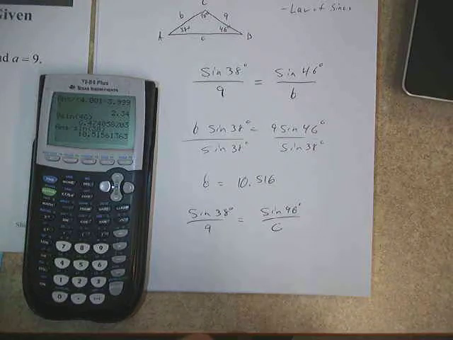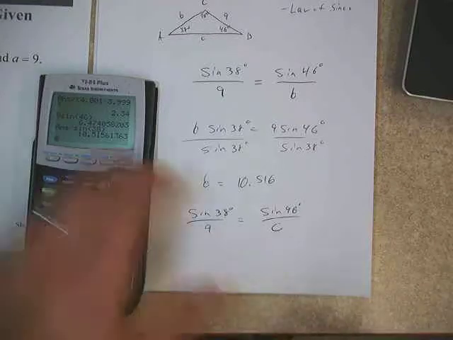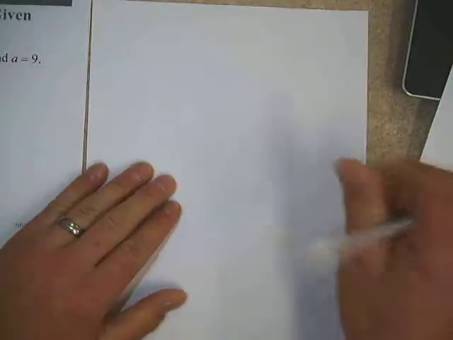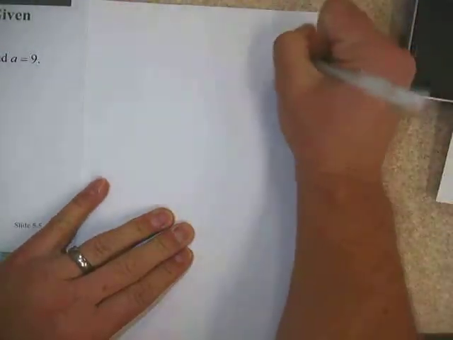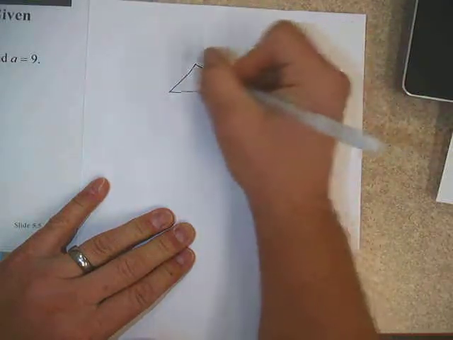Okay. Now, once we have these two sides, some people have asked, how come we can't just use the Pythagorean theorem? It's not a right triangle. Pythagorean theorem is only good for right triangles, so I can't use that. So you'd have to use the law of sines twice here to figure out those two missing sides.